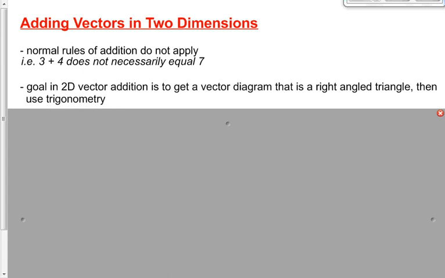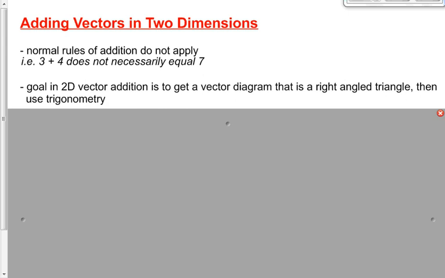In the end, when we're adding vectors in 2 dimensions together, 3 to the east, 4 to the north, we have to get ultimately a vector diagram that ends up being a right angle triangle, and then we're going to use some trigonometry. Some of you may have caught that. When I said 3 plus 4 is equal to 5, some of you may remember from math class that the hypotenuse of a triangle that has 3 on one side and 4 on the other side is 5. Right? 3 squared plus 4 squared equals 5 squared. Anybody remember that one?